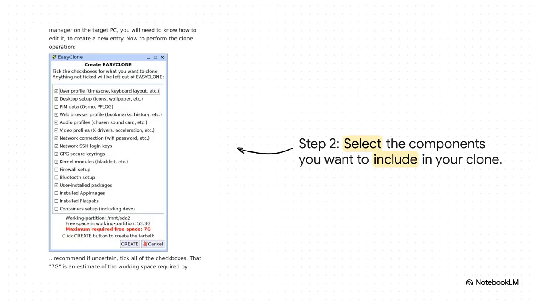Now, this next step is crucial. The tool gives you a list of checkboxes to decide exactly what gets packed into your clone. If you're making a personal backup just for yourself, you're probably going to tick everything. But let's say you're preparing this clone for someone else, well then you might want to untick personal data like your browser history, your network passwords, or maybe some security keys. You have total control over what you share.